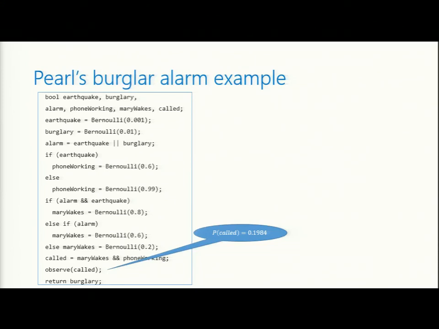Run the program again, call equals false. And this keeps happening, and I have more samples, and therefore I can't estimate the probability of burglary. So that's a recurring problem, and this is very analogous to the notion of rejection sampling.